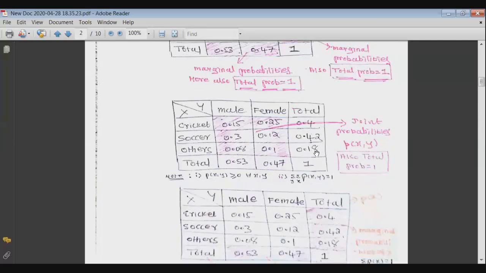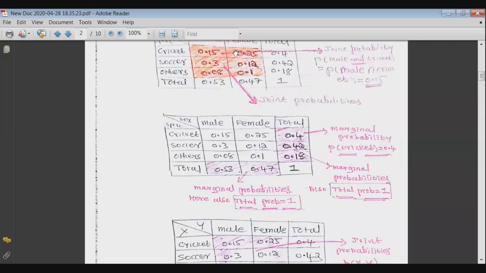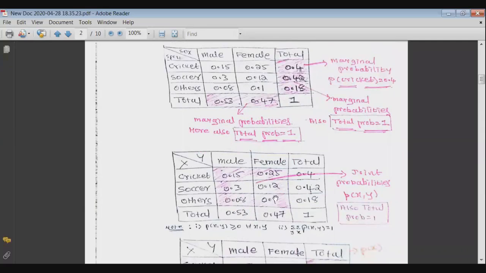Now, as we told, these values represent the joint probabilities, and generally these joint probabilities are denoted by P of xy. Before that, let us denote sports by the variable x and sex or gender as variable y. In this case, x can take three values, namely cricket, soccer, and others, and y can take two values, male and female. And these joint probabilities are denoted by P of xy.